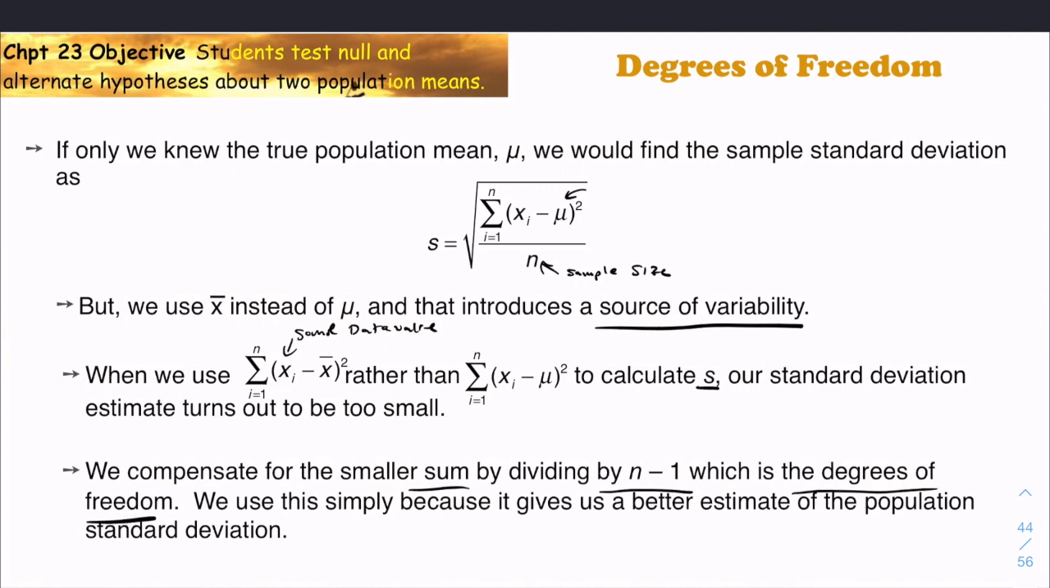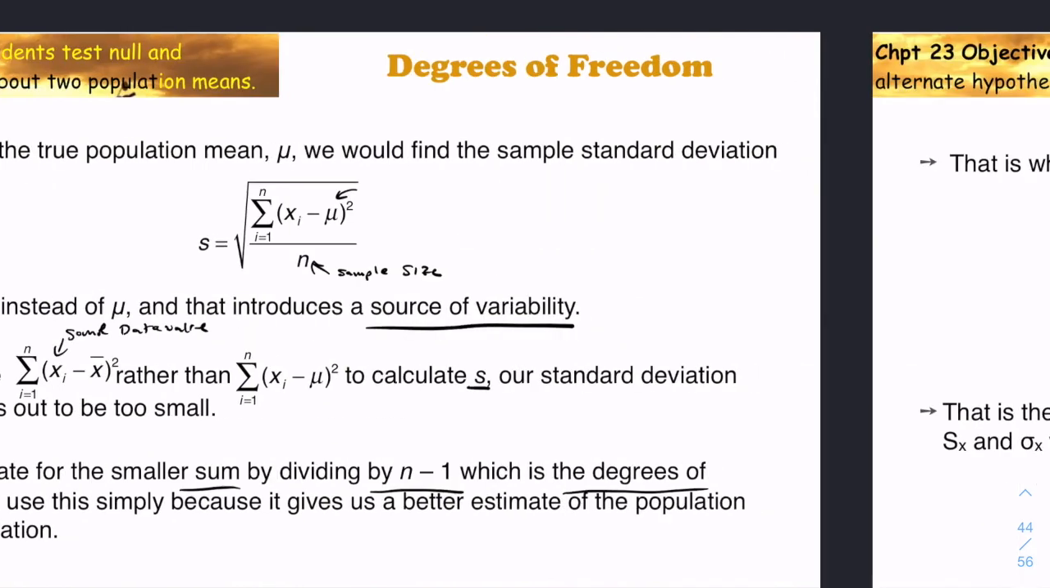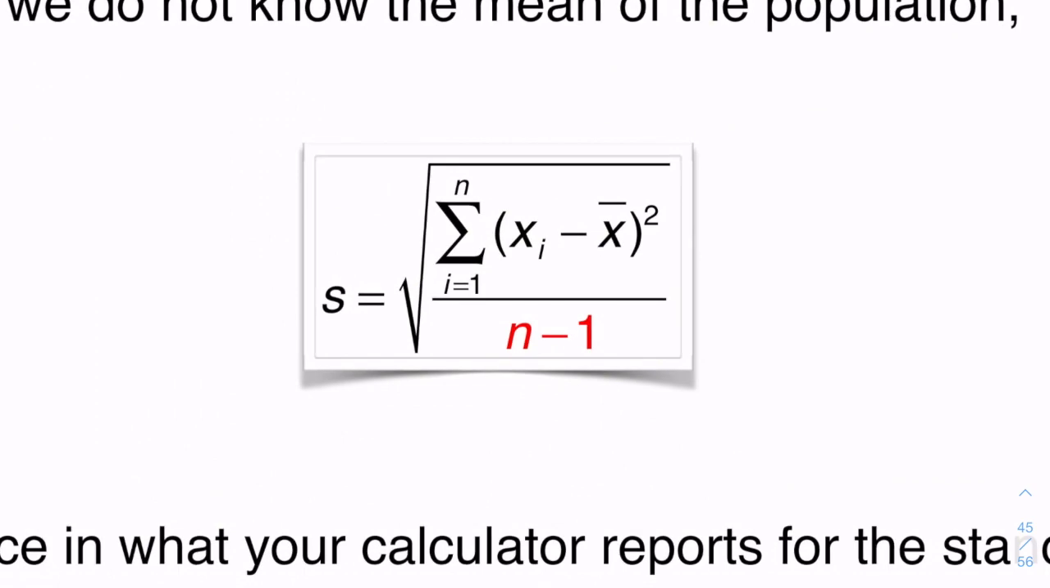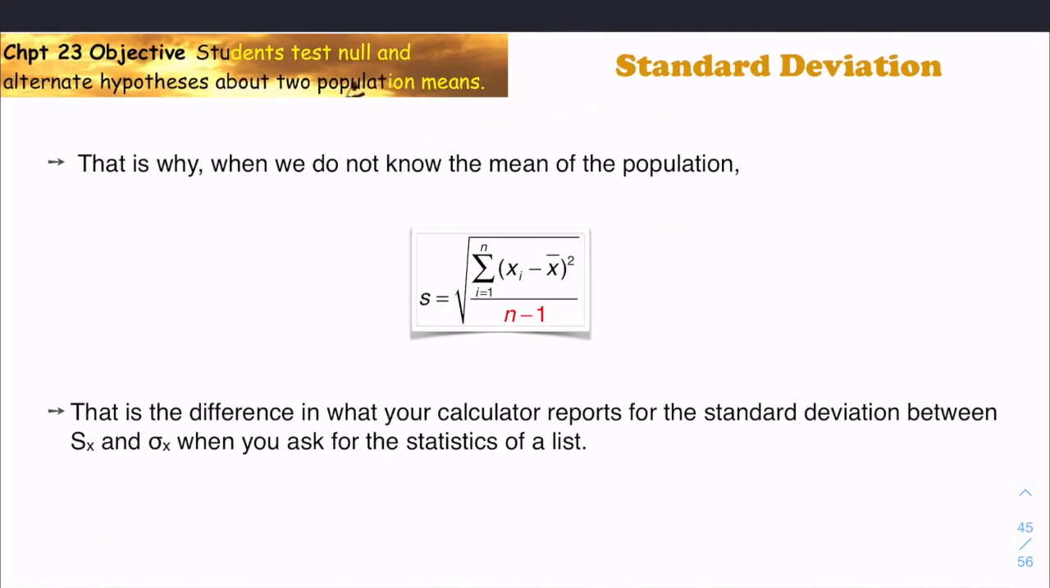We use this simply because it gives us a better estimate of the population standard deviation, which is why when we do not know the mean of the population, we use s equals the square root of the sum of the squared deviations divided by n minus 1. That is also why, if you recall back when we came up with statistics for quantitative variables, that is the difference in what your calculator reports for standard deviation between Sx, our sample, and sigma x, which is our population standard deviation.